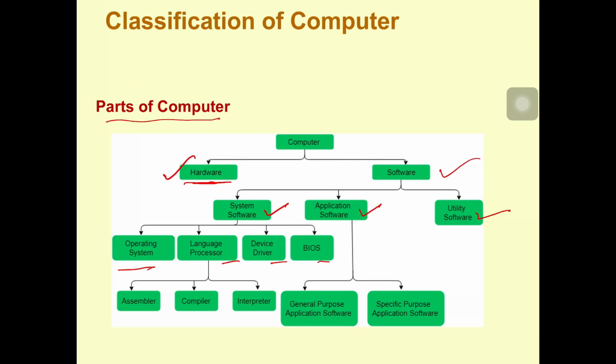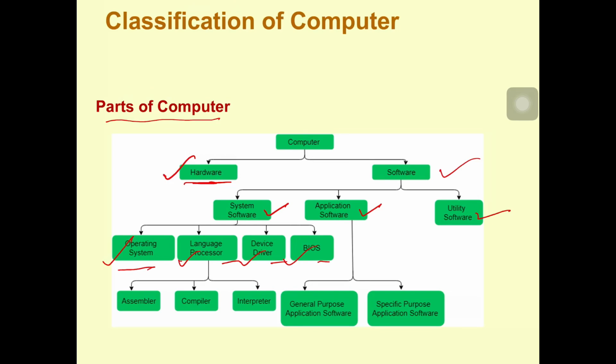System software are those software which are mandatory to run the computer. Without the system software, the computer is a dumb machine. It cannot do anything. The categories of system software: first one is operating system, next one is the language processor, then the device driver, and the BIOS, basic input output system.